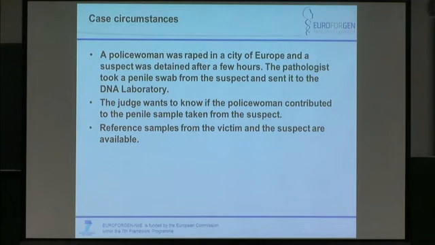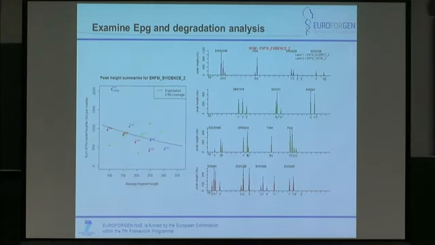So this is from a real case example, where a policewoman was raped in a city of Europe. Suspect was detained after a few hours, and the pathologist took a penile swab from the suspect and sent it to the DNA laboratory. And the judge is asking to know if the policewoman contributed to the penile swab taken from the suspect. So in this case, we're interested in DNA from the victim. And we got reference samples from both.